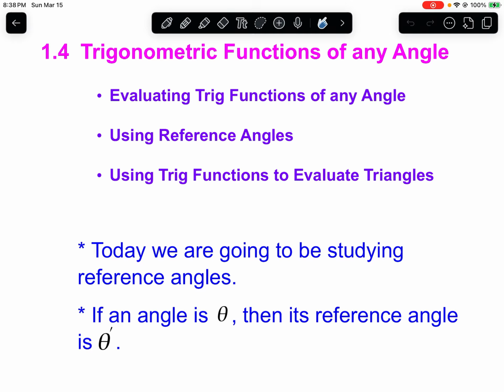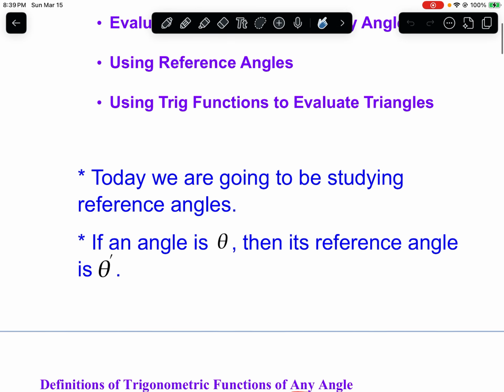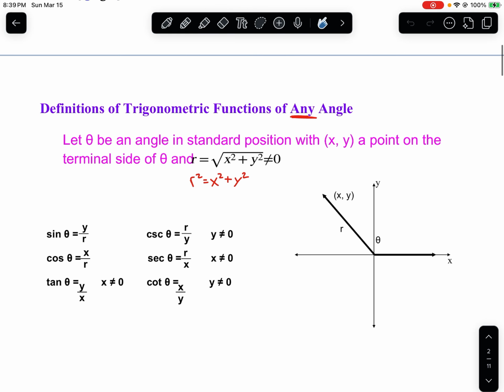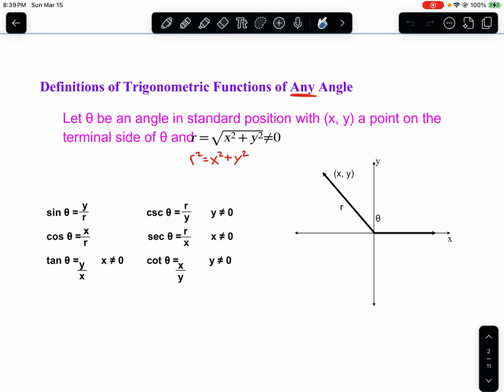All right, here in lesson 1-4, we are going to be doing a couple things. We are going to first look at how we can evaluate trig functions of any angle, not just ones that are on the unit circle. We're going to look at finding reference angles and how your calculator might not be lying to you, but it might not be giving you the whole truth. And then how we can evaluate some different triangles or trig things towards the end here.